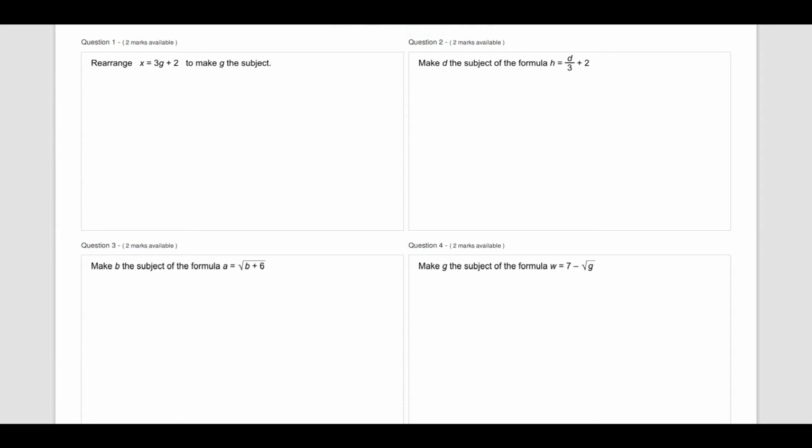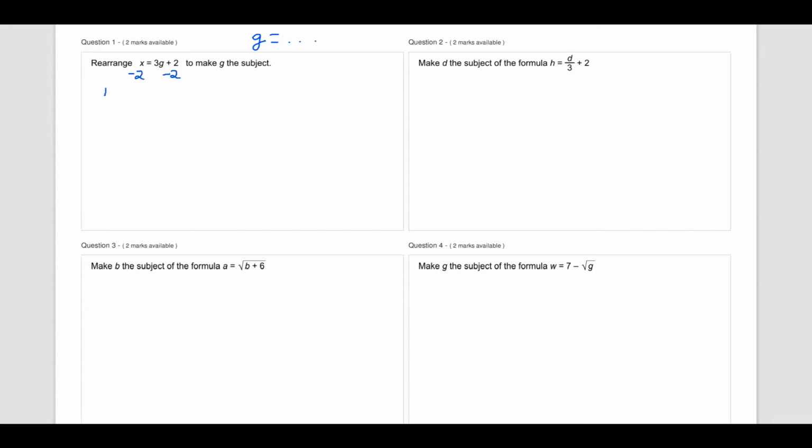In this video, I'd like to go over the rearranging formulae questions on Maths Watch. So for question one, we want to make G the subject, and that basically means we want to get the equation into the form G equals. So what I'm going to do first is subtract 2 from both sides. My aim there is to get 3G on its own.